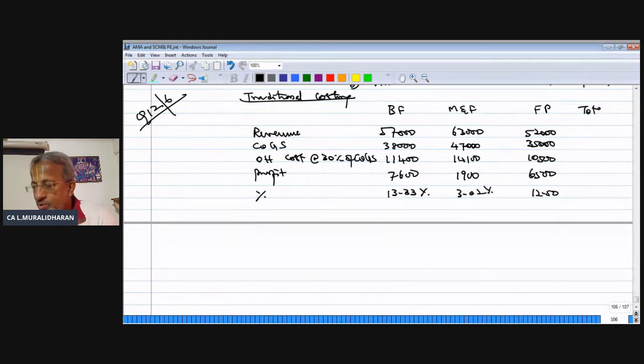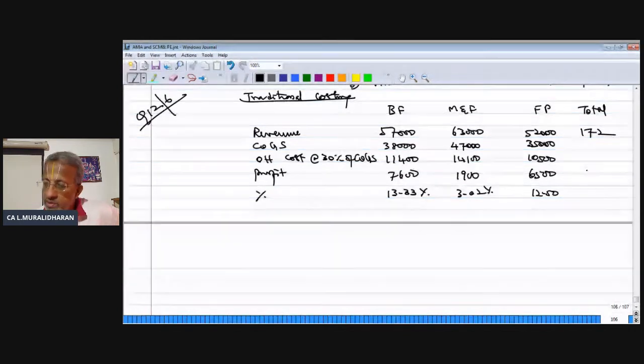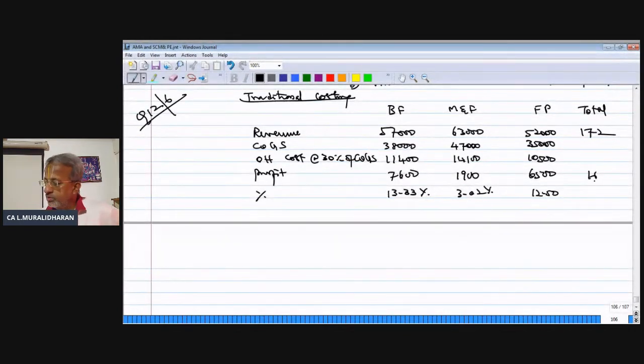So one more thing also we are expected to do. We shall just total up the entire sale, 172, 7,600 plus 1,900 plus 6,500, that comes as 16,000 divided by 178 percentage, that comes to 9.30 percentage. Okay, so for analysis purposes, it will be of great help to us.